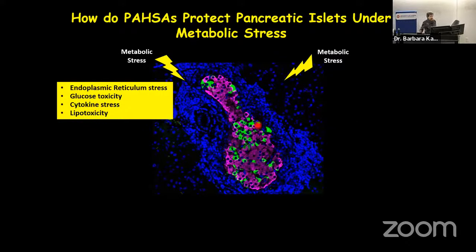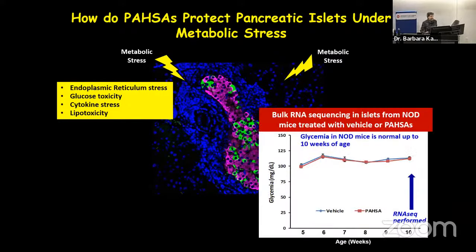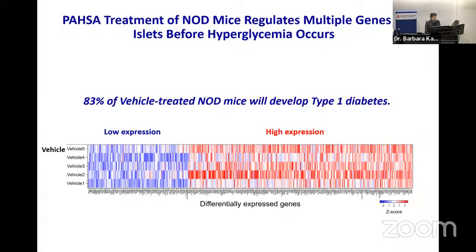All of that is present in the NOD mouse. And so we decided to do bulk RNA sequencing in the islets from the NOD mice treated with vehicle or PASAs. And we specifically designed this to start the treatment at 5 weeks and end it at 10 weeks before the mice had become diabetic, because we didn't want to confound the findings with hyperglycemia. We also sorted out the immune cells from the islets. So what we were looking at was primarily endocrine cells.